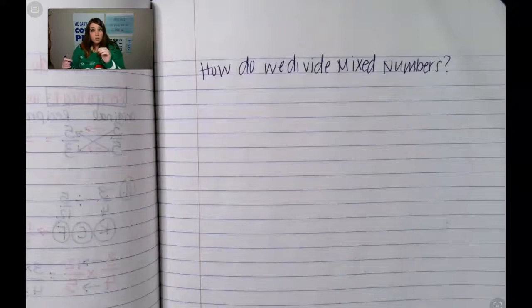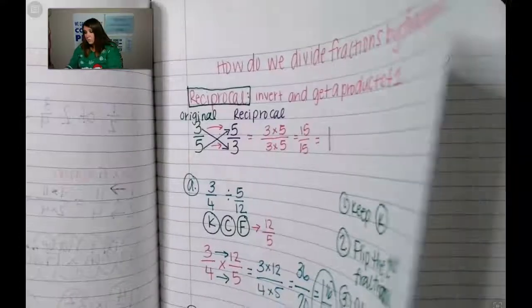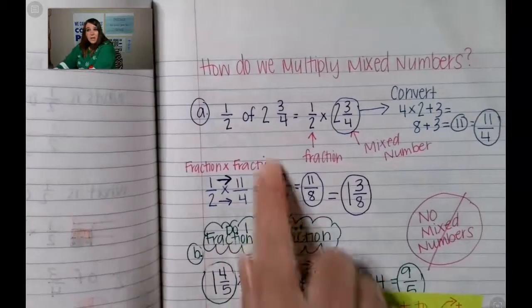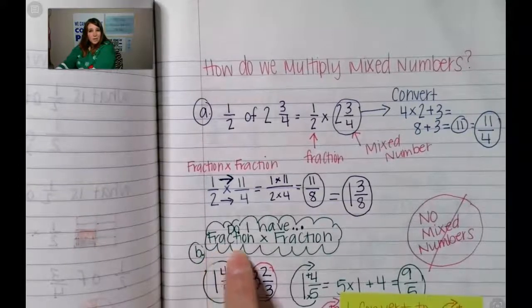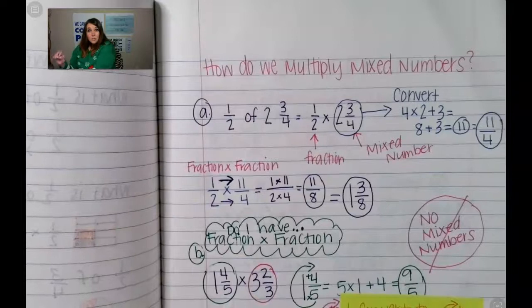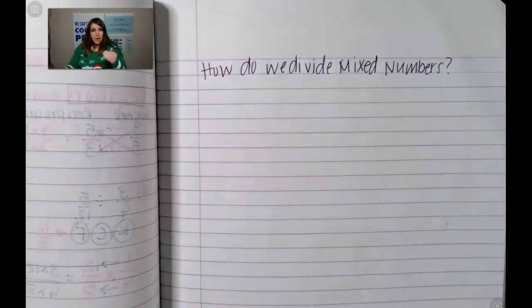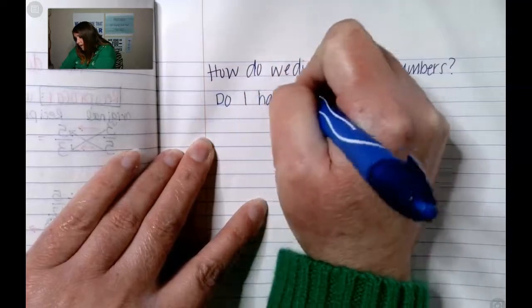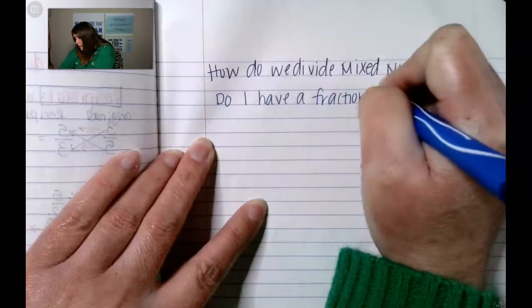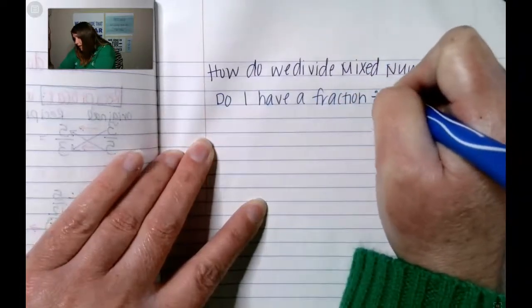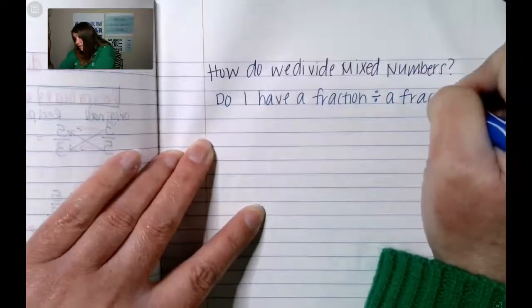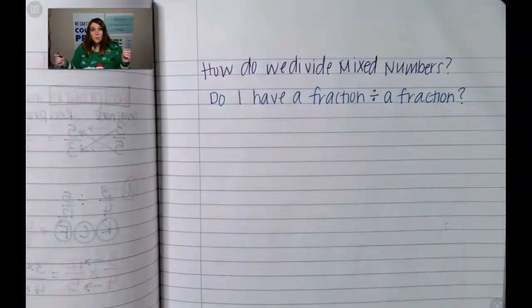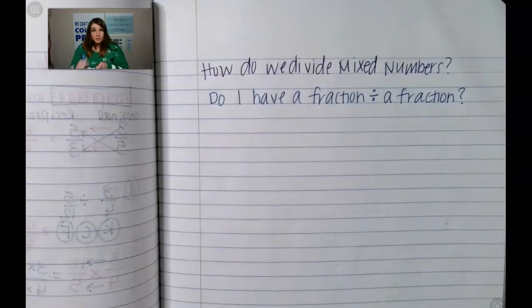And we need to convert it to an improper fraction. So we're going back to this idea that we had last week when we were doing fractions by fractions and we had mixed numbers. We had to keep asking ourselves, do we have a fraction by a fraction? That's the same question that we're going to be asking ourselves today. Do I have a fraction divided by a fraction? If the answer is no, then we need to make a fraction by converting, okay?